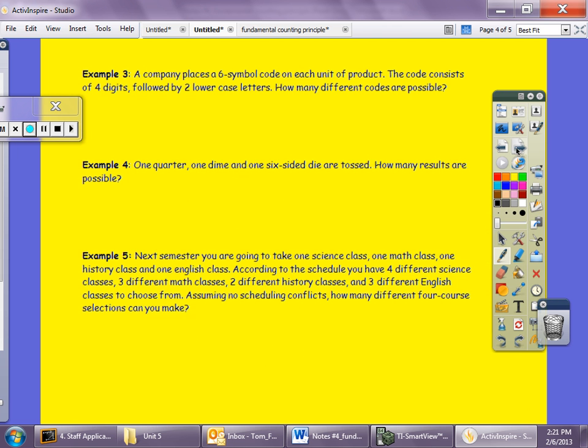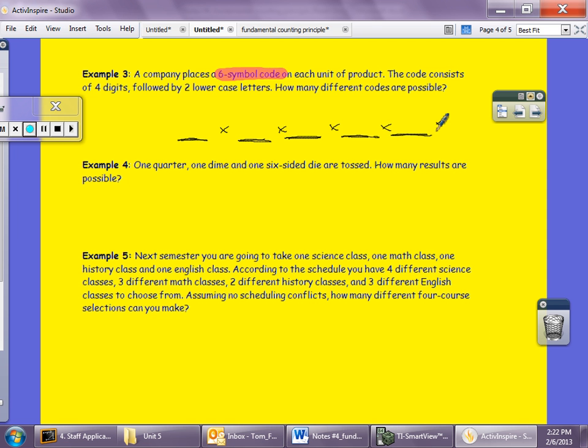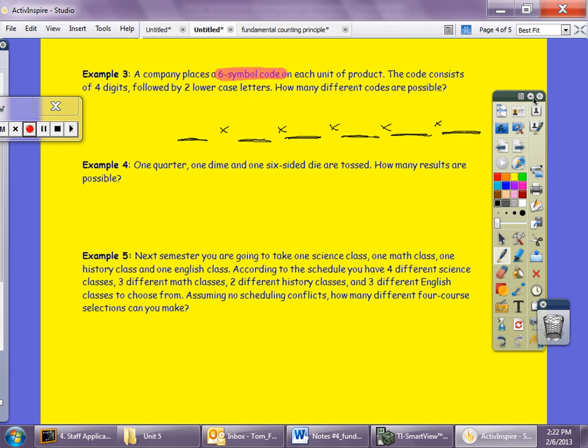When we look at example 3, a company places a 6 symbol code on each unit of product. The code consists of 4 digits followed by 2 lowercase letters. How many different codes are possible? Well, it says that it's a 6 symbol code. Well, 1, 2, 3, 4, 5, 6. Okay? So now it says the code consists of 4 digits.